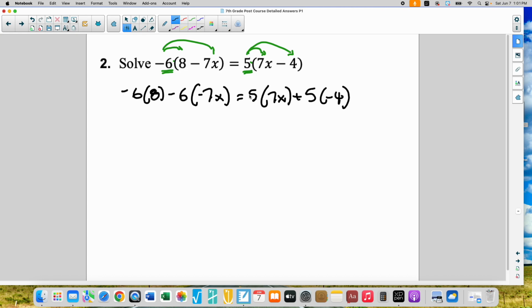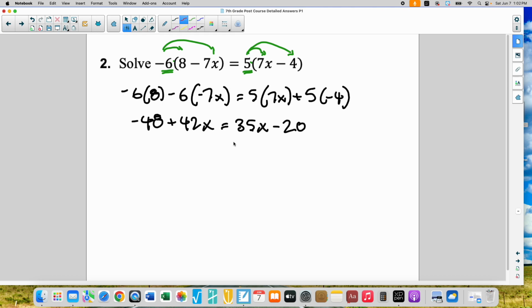These must be positive 5s. So -6 times 8 is -48. -6 times -7 is positive 42 equals 5 times 7x is 35x. 5 times -4 is -20. We're always going to move the variables first. We want to move and combine variables. I have them on this side and this side. I have to get rid of the 35x on this side.